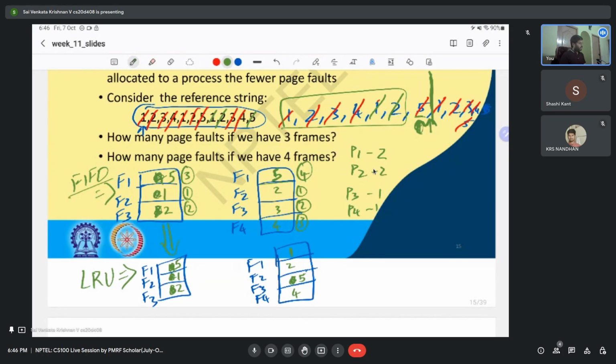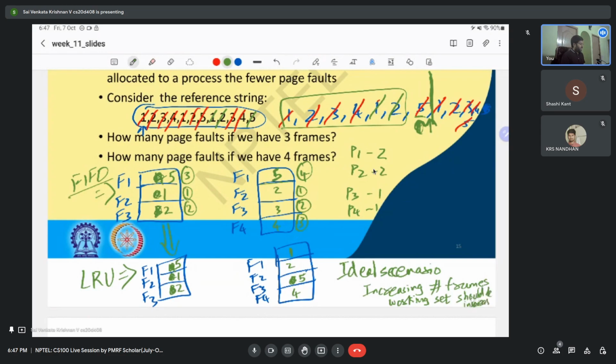So in an ideal scenario, whenever you are increasing your number of frames, your working set should be holding more. Your working set should be more, as in should increase.